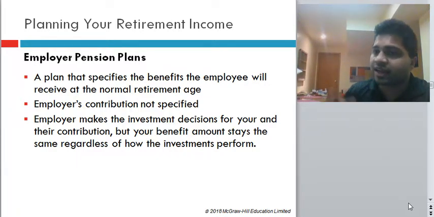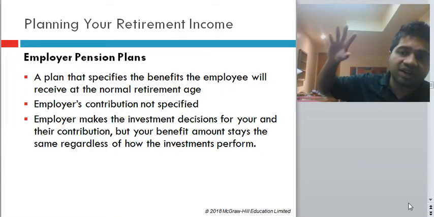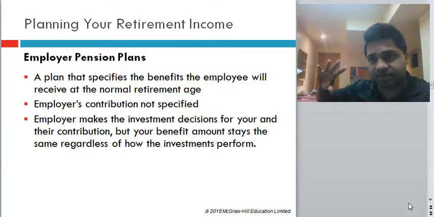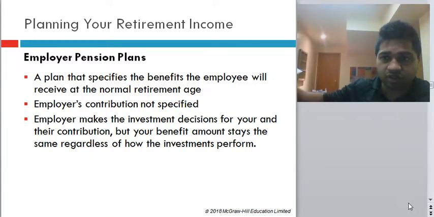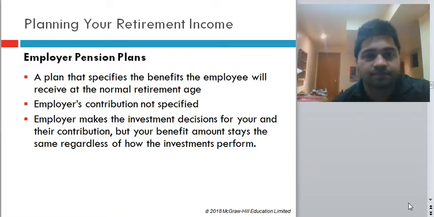So the employer says, I'll contribute 11% of your salary each year into your pension. Now however much it grows, or you add your contribution, that is not my responsibility. If it grows and it grows well, you get higher pension. If it doesn't grow that well, you get lower pension. So in defined benefits, the pensions are fixed. In defined contributions, the pensions are not fixed. In defined contribution, what is fixed is contributions. In defined benefits, the contributions are not fixed.